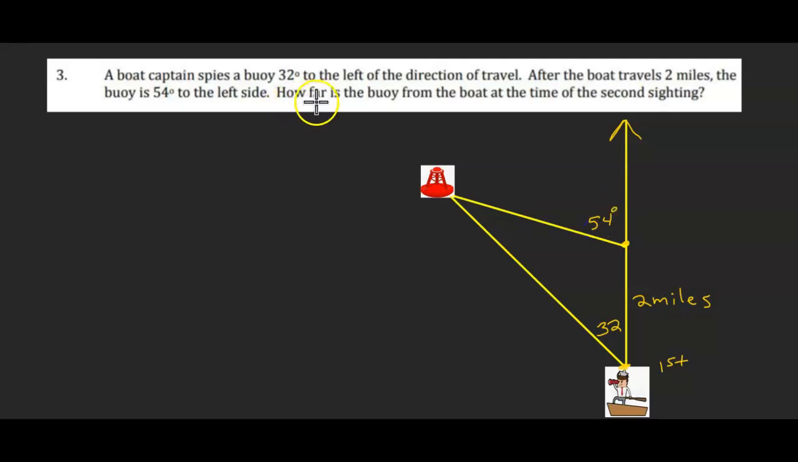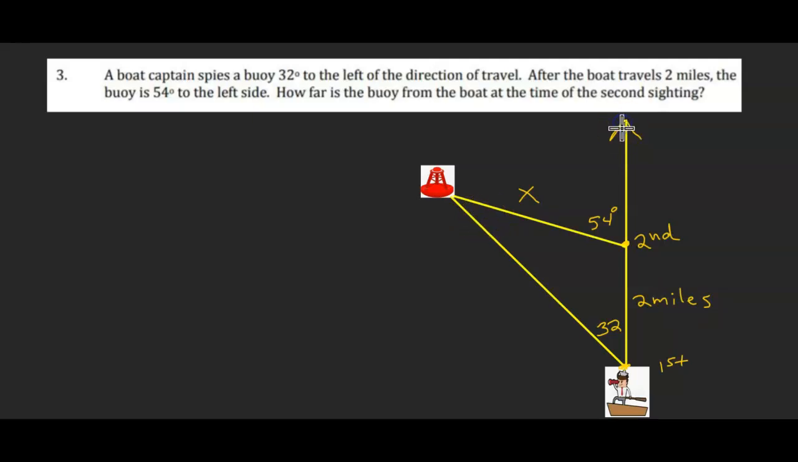And they want to know how far the buoy is from the boat at the time of the second sighting. Well, right here, this is our second sighting. So how far is the boat from the buoy? My buoy's here, so this leg of your triangle is x. Now you just have to determine whether you're going to use your law of sines or your law of cosines. The only side that we have is this side here, which is 2 miles. And although we don't see what this angle is right now, we can very easily find it.